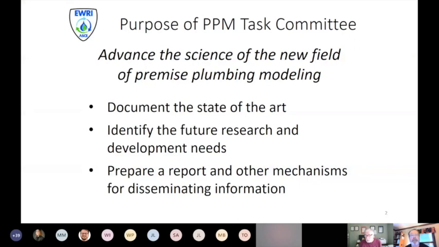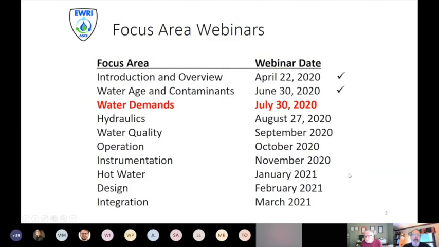The purpose of the Premise Plumbing Modeling Task Committee is threefold. We really want to advance the science of this new field, and we're going to do it 3 different ways. We want to document the state of the art, identify future research and development needs, and prepare a report and perhaps other mechanisms for disseminating information.